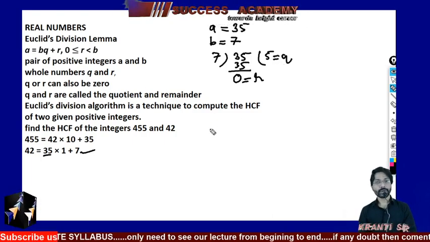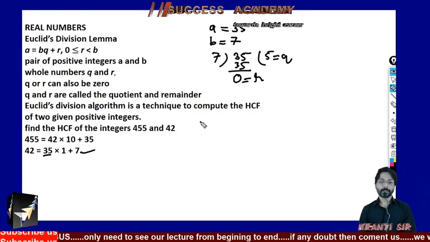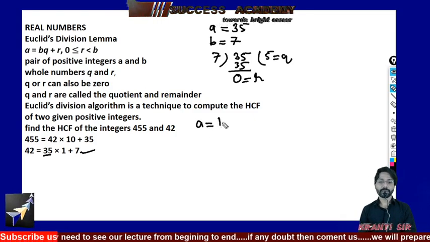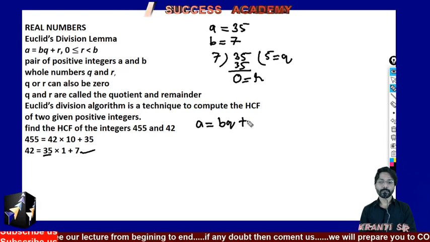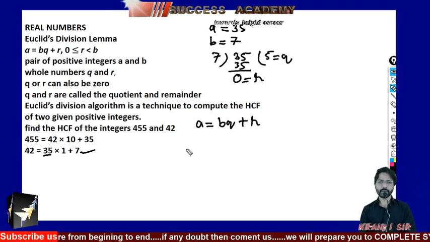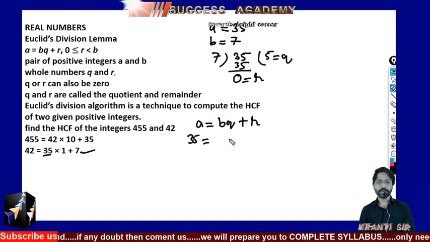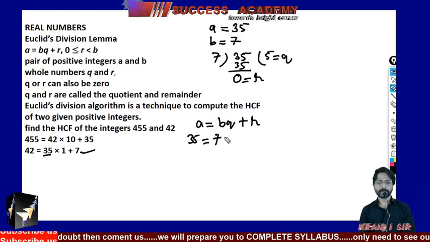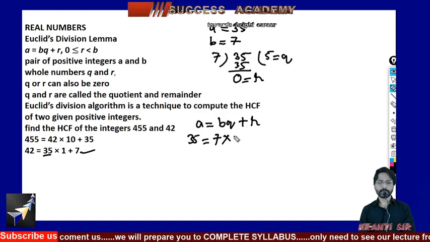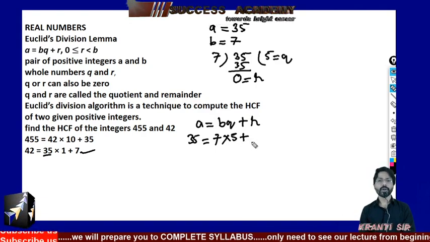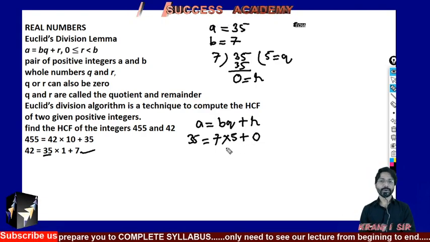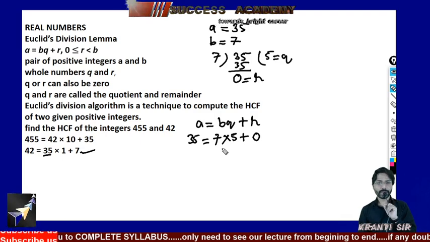Arrange it in your proper manner. The proper equation is A equal to BQ plus R. So put in the values. Value of A is 35. The value of B is 7. Value of Q is 5. Value of R is 0. Okay? Now do you understand it or not?